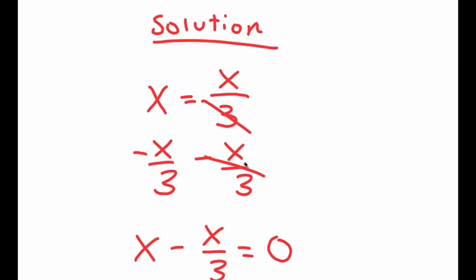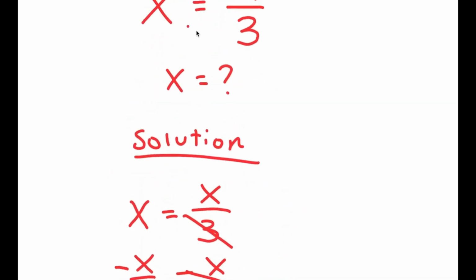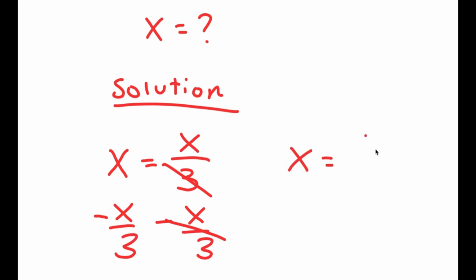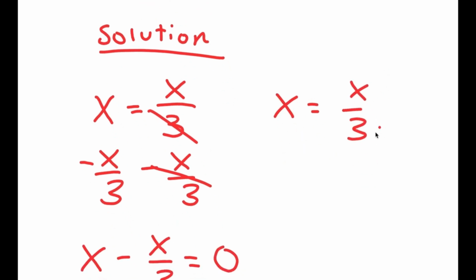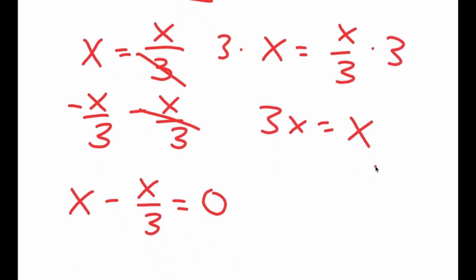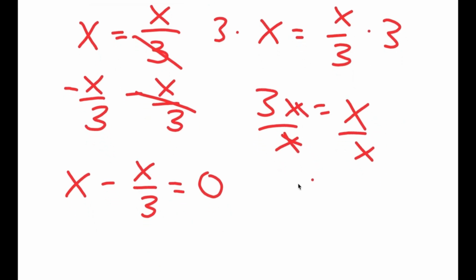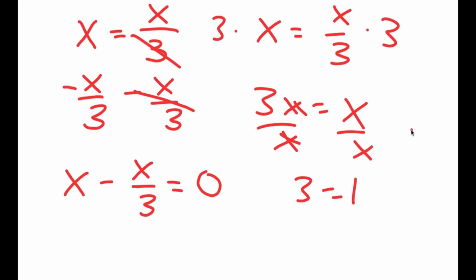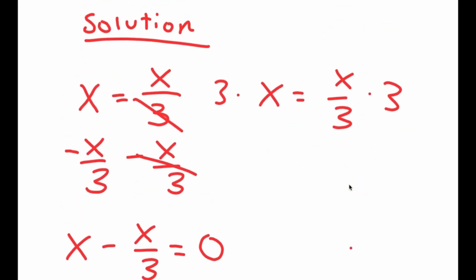Now, a common mistake that most people make when solving this equation is they multiply both sides by 3. So I get 3x is equal to x. And then they divide both sides by x. So they get 3 is equal to 1. And this is an invalid statement. So that is the wrong way of solving this.